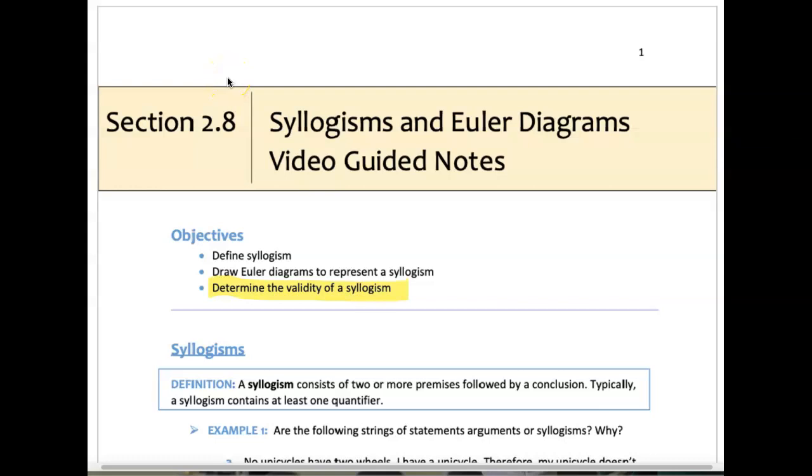Hi, in this video we will discuss the third objective of section 2.8. We will determine the validity of a syllogism. We will do so through the last example for this section, which is not quite so straightforward. Let me show you what I mean.